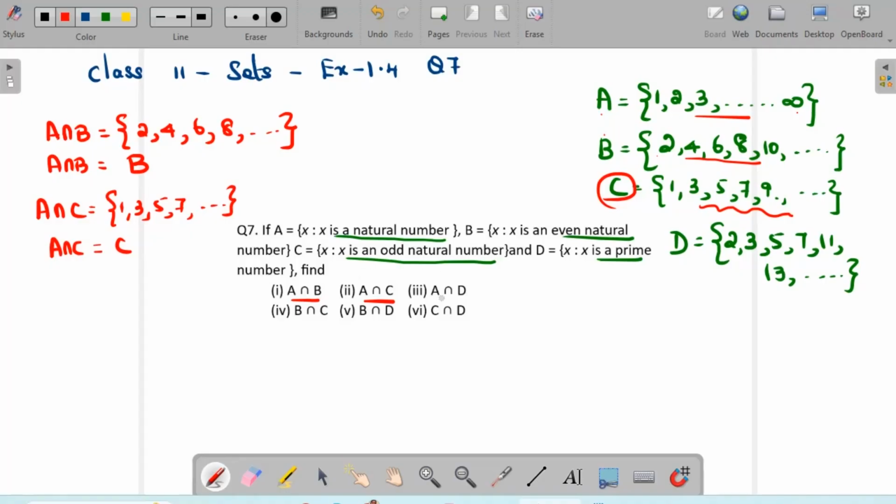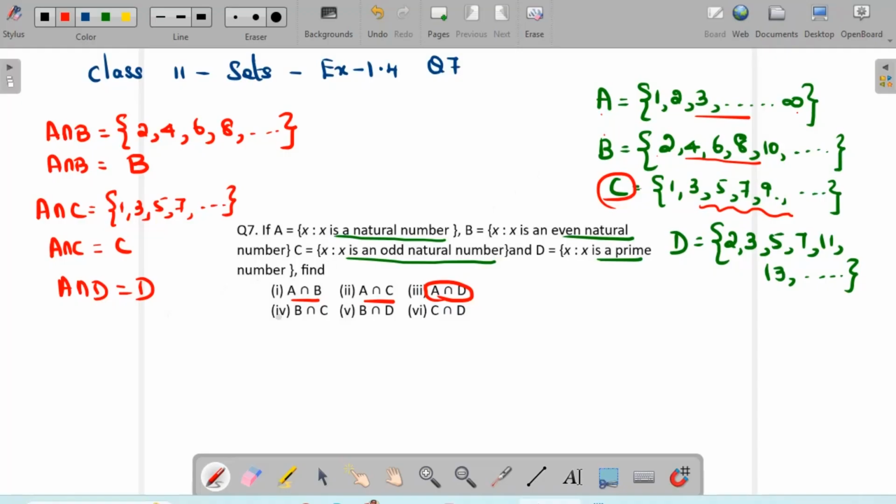Now let's move on to the third subdivision, which is A intersection D. D is the set of all prime numbers, whereas A is the list of all natural numbers. So D is a proper subset of A. Therefore, A intersection D is simply going to be D.